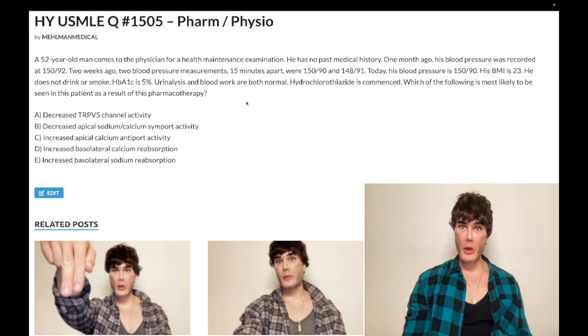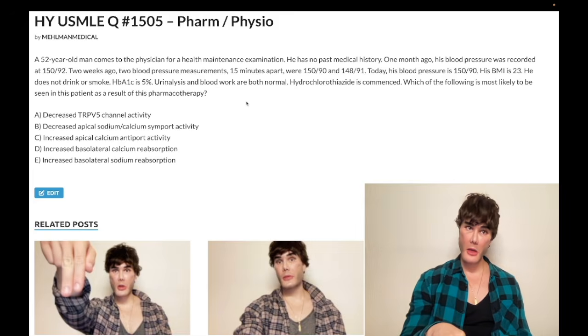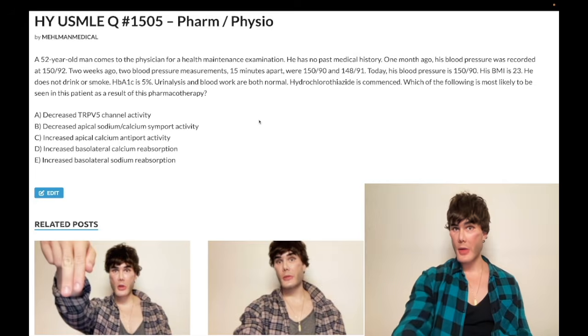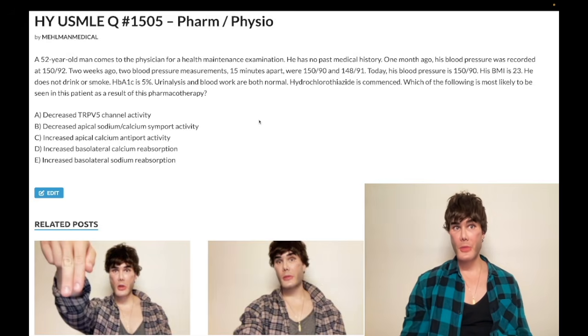So what's going to happen is sodium is going to move down its concentration gradient from the blood across the basolateral membrane into the cell. And this is going to be a sodium-calcium antiporter on the basolateral membrane. So when sodium moves into the cell, calcium is going to move from the cell into the blood. We're reabsorbing calcium. So choice D is our correct answer here. This is how thiazides cause increased calcium in the serum, and they pull calcium out of the urine, causing hypocalciuria, which is why they can be used for recurrent calcium stones, okay?